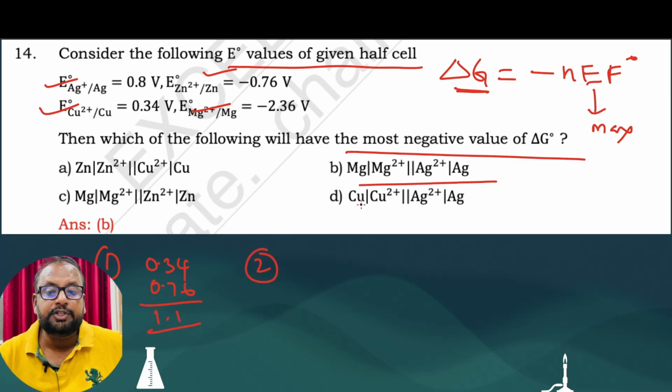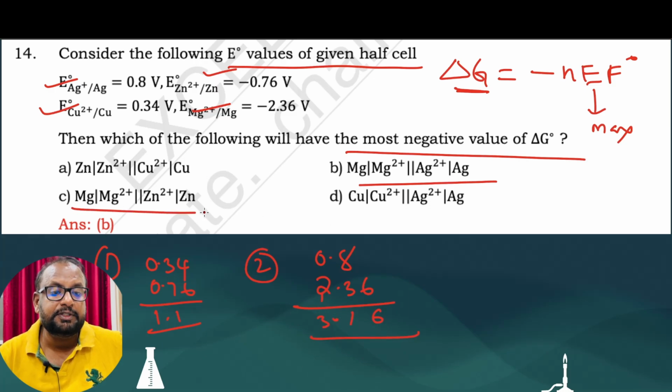In the second option, magnesium and silver: silver is 0.8 and magnesium is 2.303. So minus of minus becomes plus. So 2.36, and this is going to be 3.1. So it is 3.16 here.